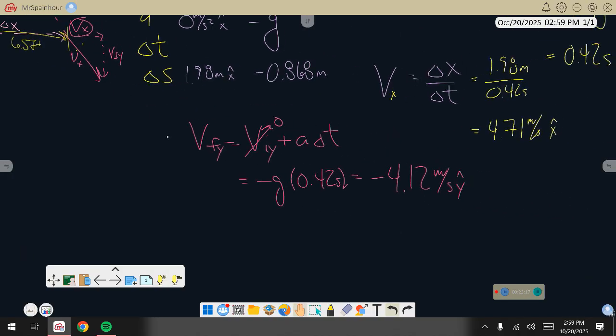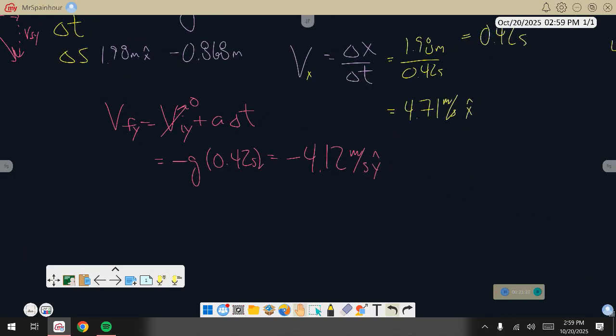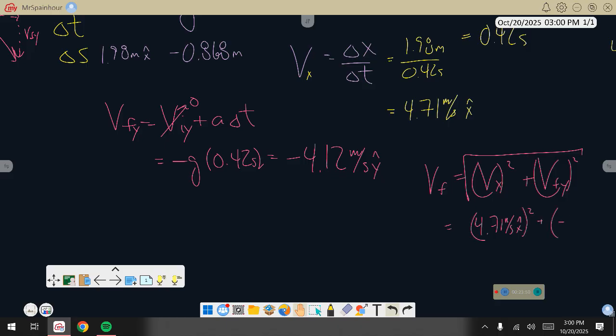Now, let's talk about a few things here. Here's the equation technically that it should look like. I know a squared plus b squared equals c squared. If you want to use that, that's fine, but here it is. A squared, velocity in the x squared, plus b squared, velocity final in the y squared, square root the whole thing is actually how fast it's going. So this is simply going to be 4.71 meters per second x hat squared plus negative 4.12 meters per second y hat squared. Square root the whole thing.